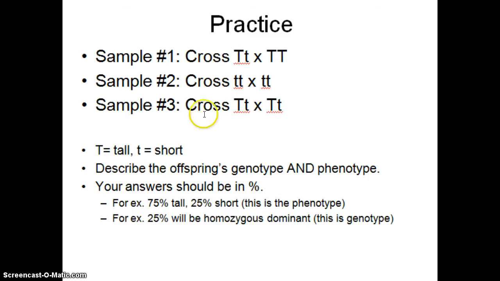So now what I'd like you to do is actually do these practice problems for yourself. Do sample 1, sample 2, and sample 3, and make sure in your notes that you write these samples down so I know which ones you're doing. Do the Punnett squares for each, and then for the offspring, you're going to describe your offspring genotypically and phenotypically, providing answers in percentages, just like what we just did. And here's another example for that.